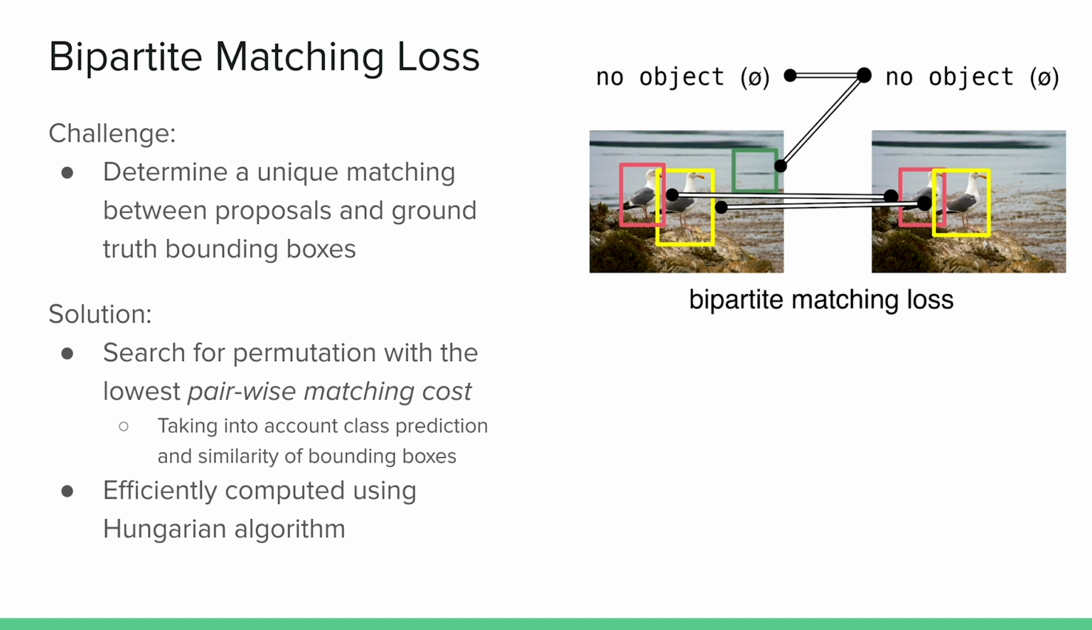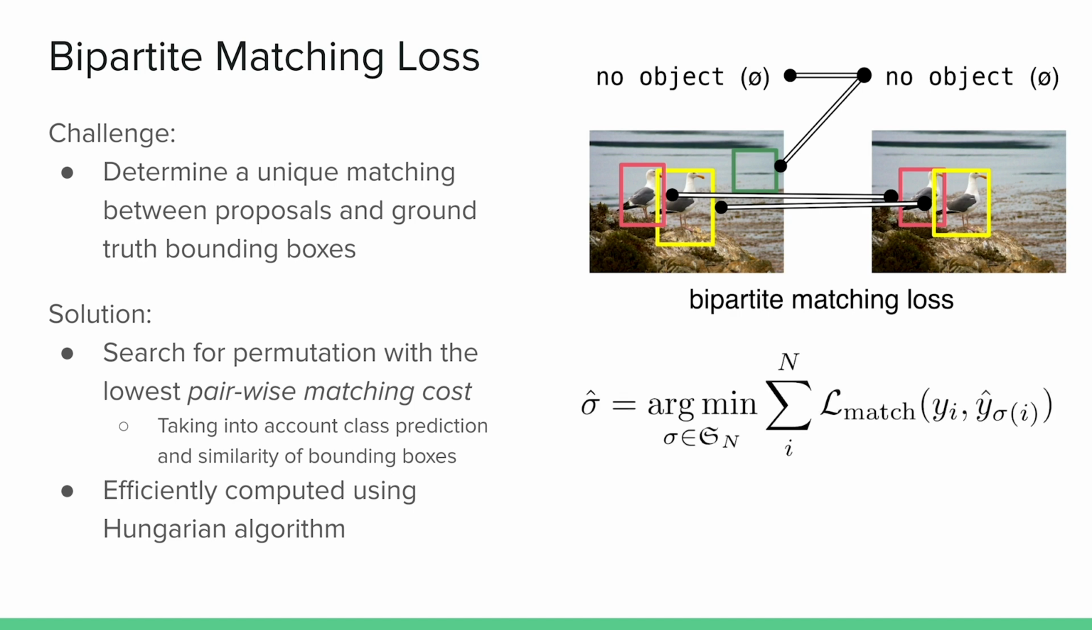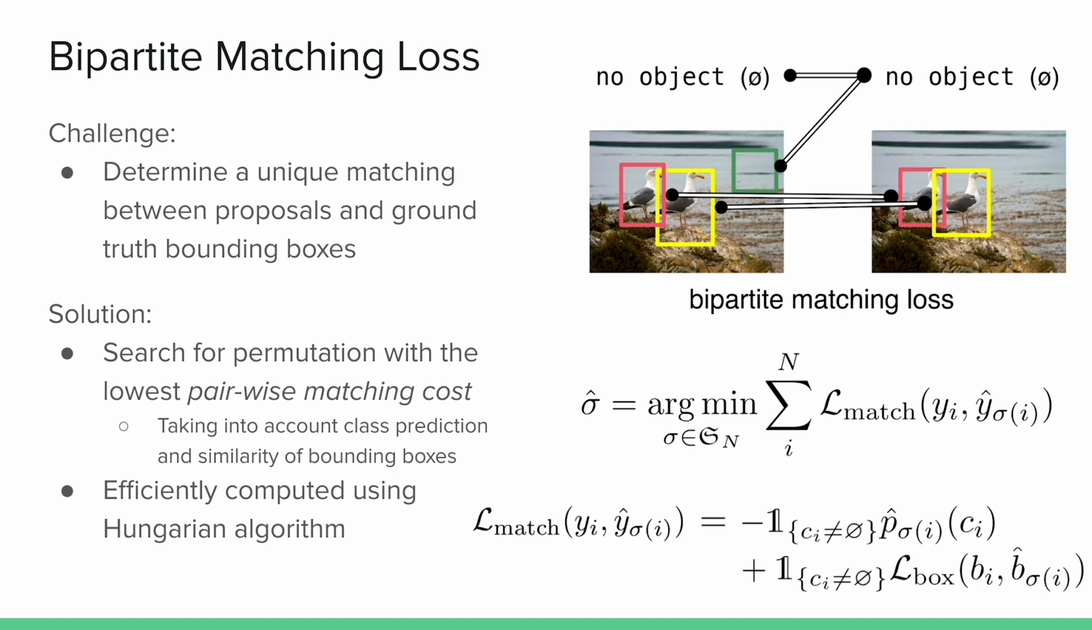And this is an assignment problem where we want to assign one element of one set to elements of the other set. How do they do this exactly? So they try to minimize this matching loss. And the matching loss, as I said, takes into account both the probability or the class labels, so the first part here, and the bounding box.